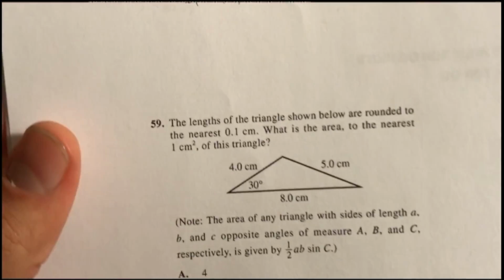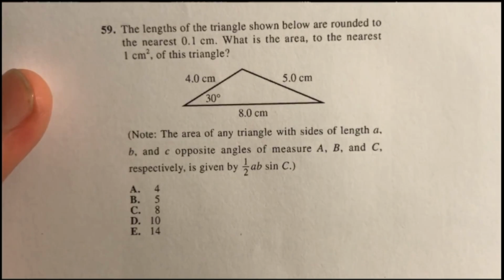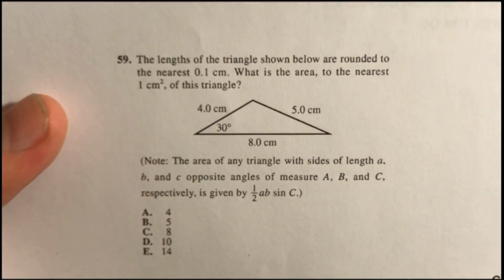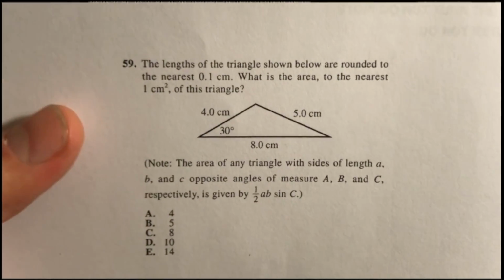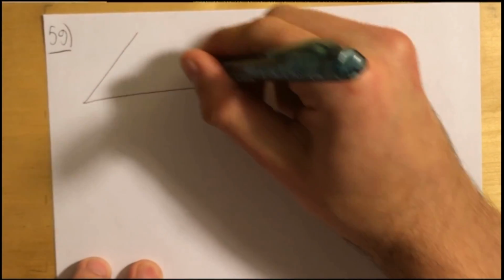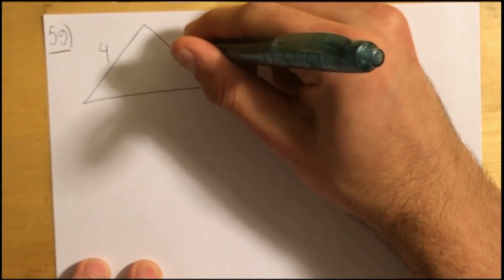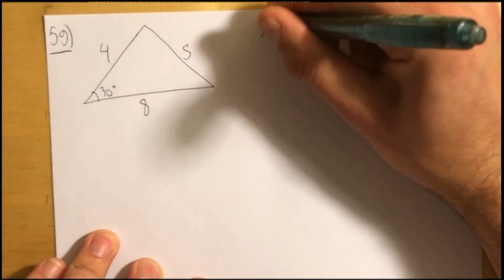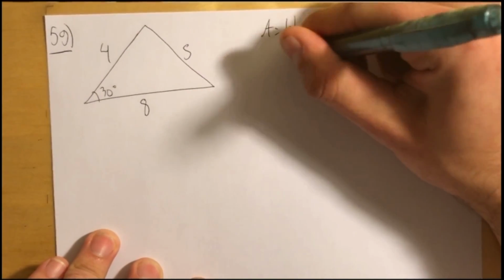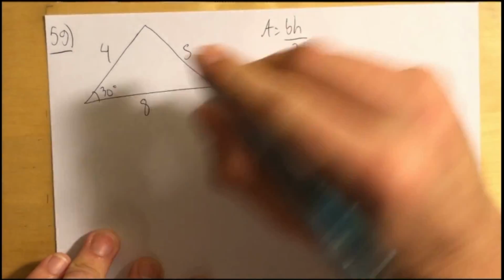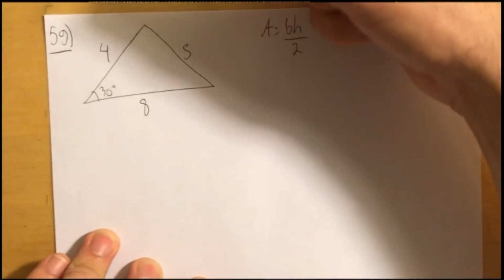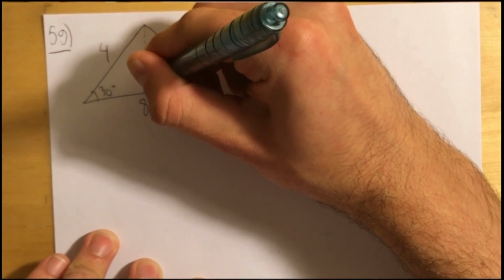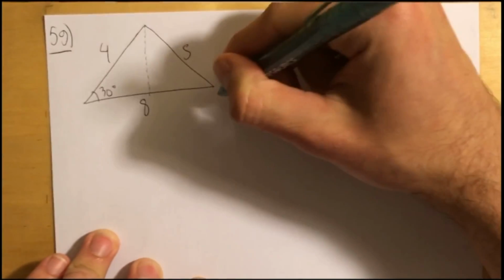Question 59. The lengths of the triangle shown below are rounded to the nearest 0.1 centimeters. What is the area to the nearest centimeter squared of this triangle? Alright, so we're gonna draw the triangle here. 4 centimeters, 5 centimeters, 8 centimeters, 30 degrees. We know the area is given by base times height divided by 2. We have the base, which is 8 centimeters. We don't have the height, which is going to be given by this.